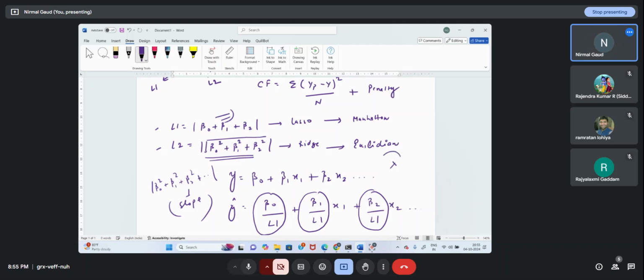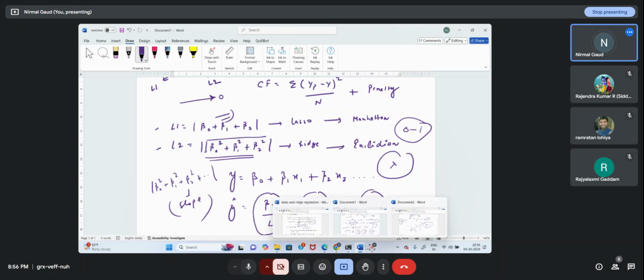Lambda is a regularization parameter. How much penalty do you want to induce? It will have some range of values, either between 0 to 1, something like that. Because if you induce more penalty, your coefficient will shrink to 0. This will eliminate the feature. Okay, I will be coming to that.